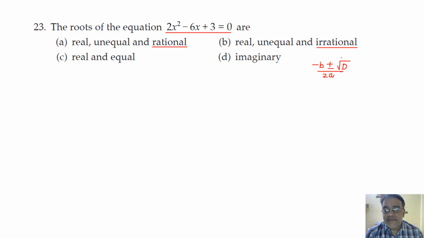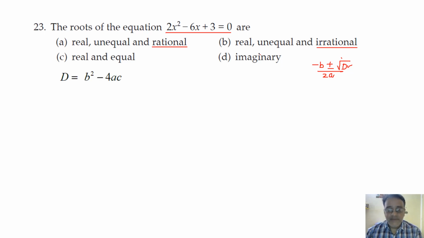If D is a perfect square, then we are getting real, unequal and rational. If D is not a perfect square, we are getting real, unequal and irrational. So first we will find the value of D. If it is greater than 0, then we have to check whether it is a perfect square or not. If equal to 0, real and equal. If less than 0, imaginary.